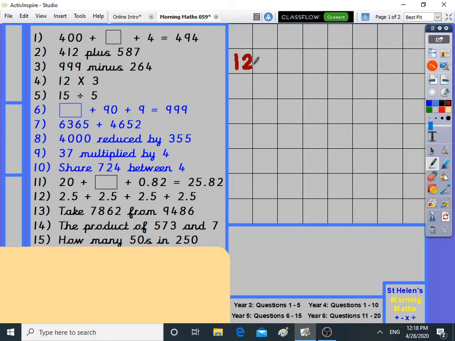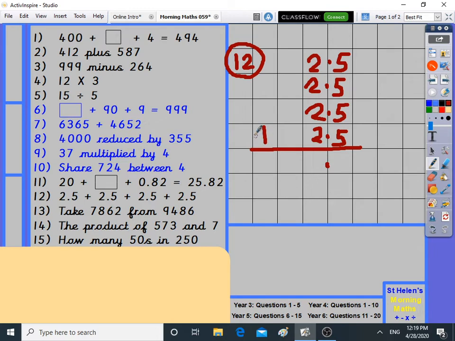Adding up 2.5, and you've got 4 of them. 1, 2, 3, 4 lots of 2.5. You could do it with addition. But when you keep doing repeated addition, you keep adding the same thing, it's actually the same as multiplication. You could do 2.5 times 4 if you knew how to do that with the decimals. But I'm just going to add them.